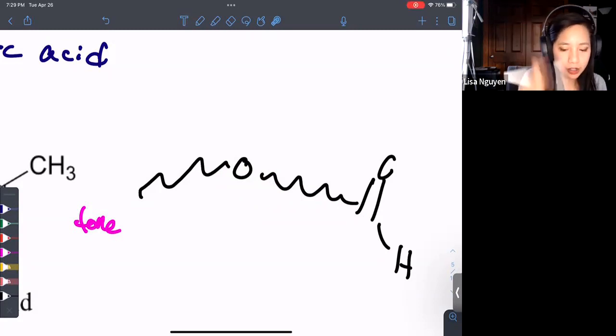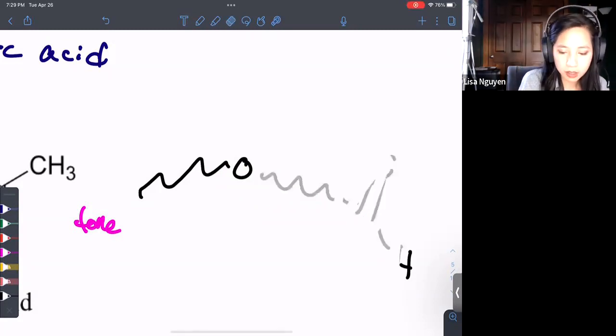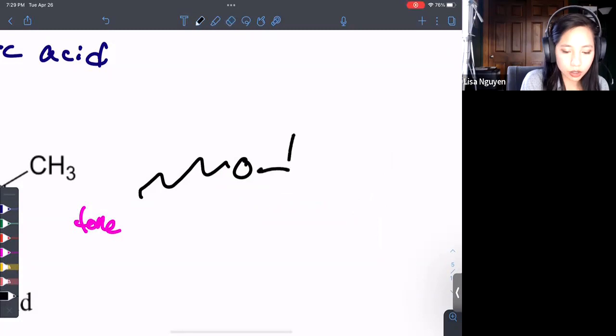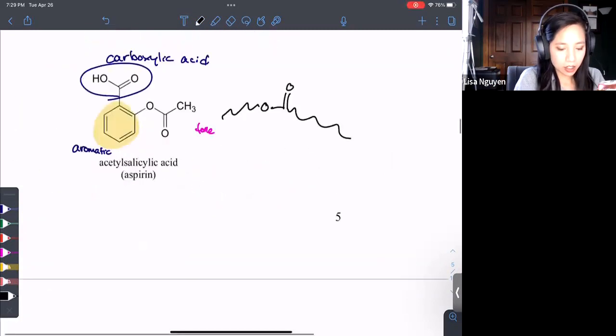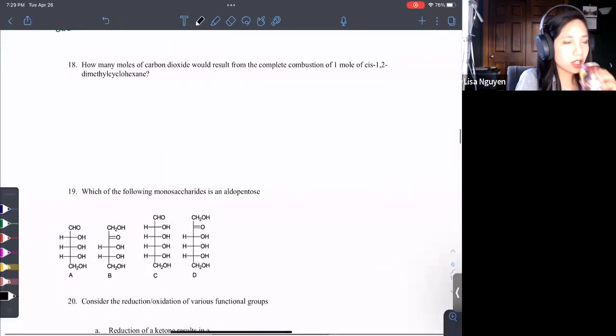Cool. Yeah, so if we brought this closer, all right, like that, now it would be called an ester instead of an ether and a ketone or an aldehyde or something like that. All right, good.